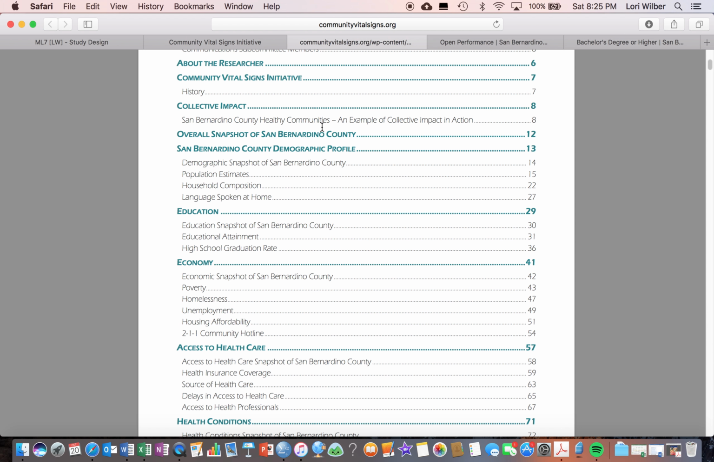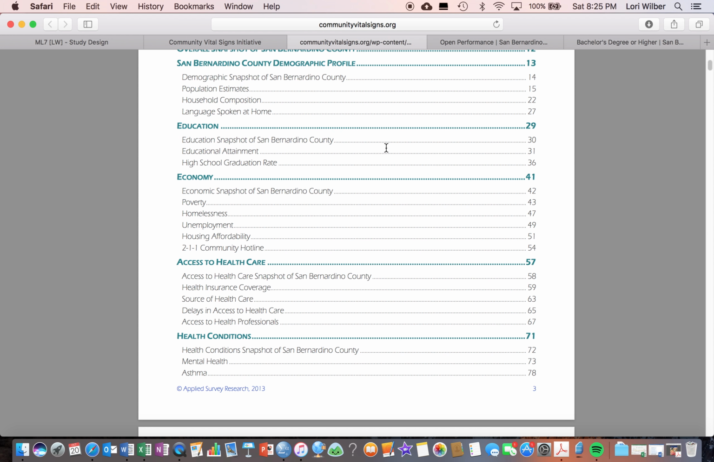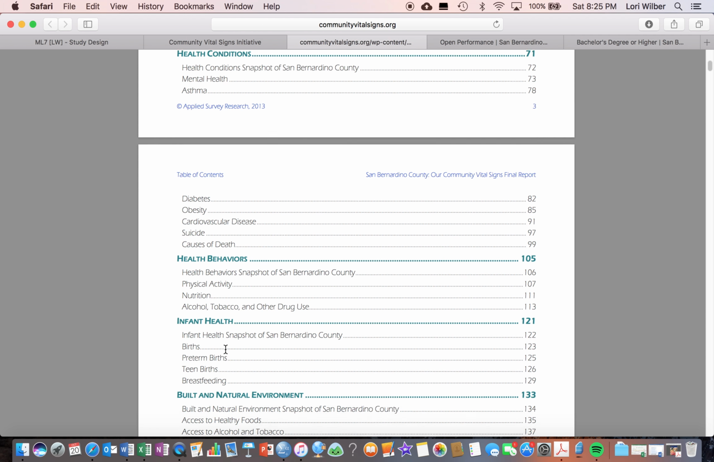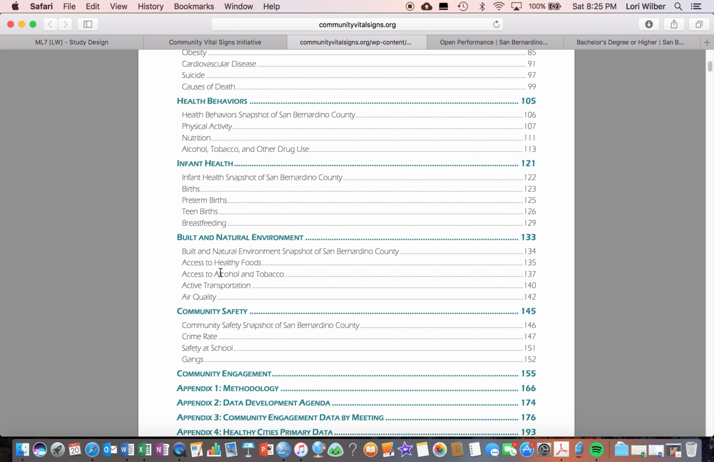The overall snapshot can be found on this one page, and then they go into some of the other descriptive things. What's the demographic profile, looking at education, economy, access to health care, different health conditions, health behaviors, infant health, the built-in natural environment, and community safety. So the 2013 report had a lot more sections than our Community Vital Signs Initiative webpage did.